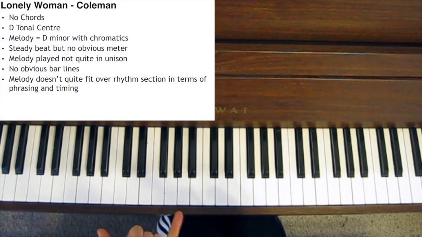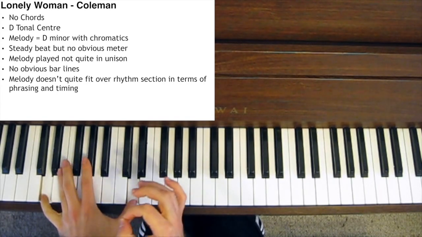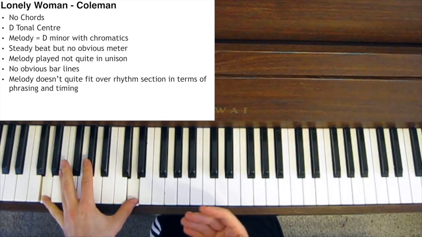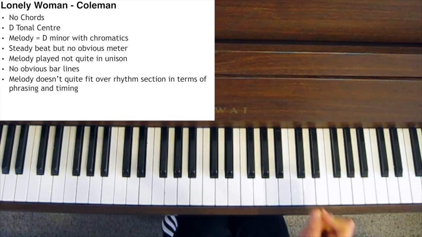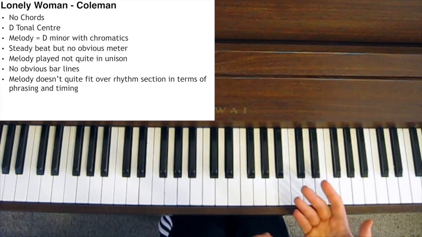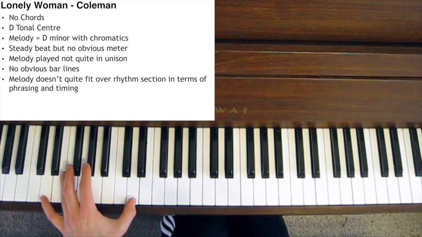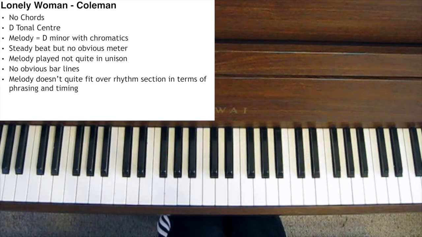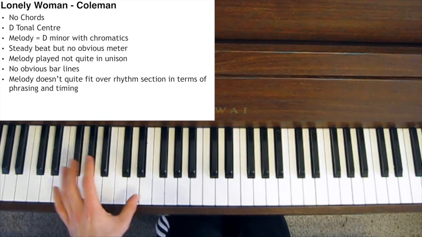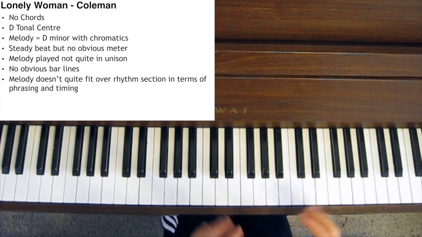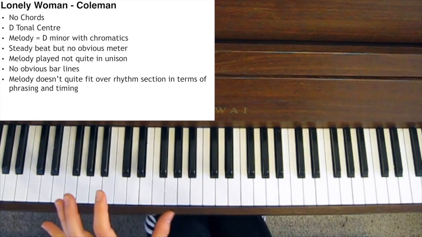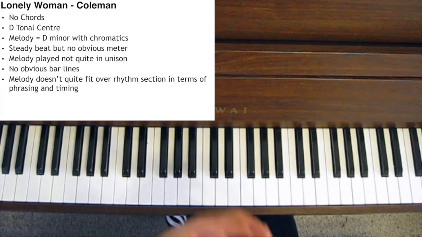Right, so as you can see, that had no chords. It just had a D tonal center pedal point in the bass. The melody is largely in the key of D minor, but with quite a few chromatics thrown in. So again, the D is like a bass from which you explore. There's a steady and constant rhythm, but there's no meter. That is, there's no regular accenting of beats. You couldn't tell if that was in 3/4 or 4/4 or 5/4 time. And the melody doesn't seem to quite fit over the accompaniment in terms of tempo and phrasing.